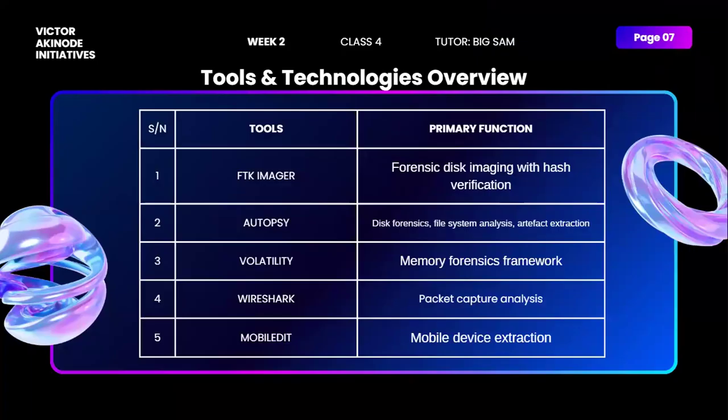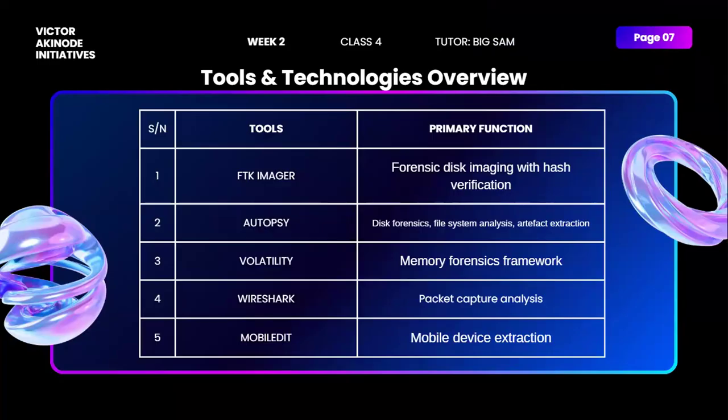Now, you might be thinking, what are the tools I can actually use in this? Are there any available tools for me, probably open source or any other thing? So we have some tools you can use to start up as a digital forensic analyst. We have FTK Imager, Autopsy, Volatility, Wireshark, as I've said, and Mobile Edit. Now, FTK Imager is used for disk imaging.